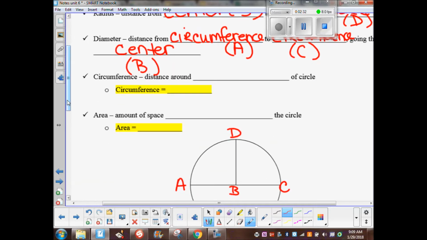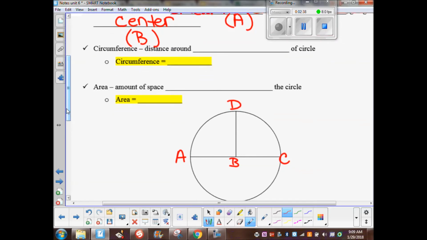Now it says the circumference is the distance around the blank of the circle. What word do you think goes in there? Distance around. Somebody's saying edges. Because it's a circle, it's kind of an oddball, so we're going to say the outside. But yes, circumference is perimeter for a circle. That's all it is. Circles are kind of special, it gets its own name. Outside of the circle.